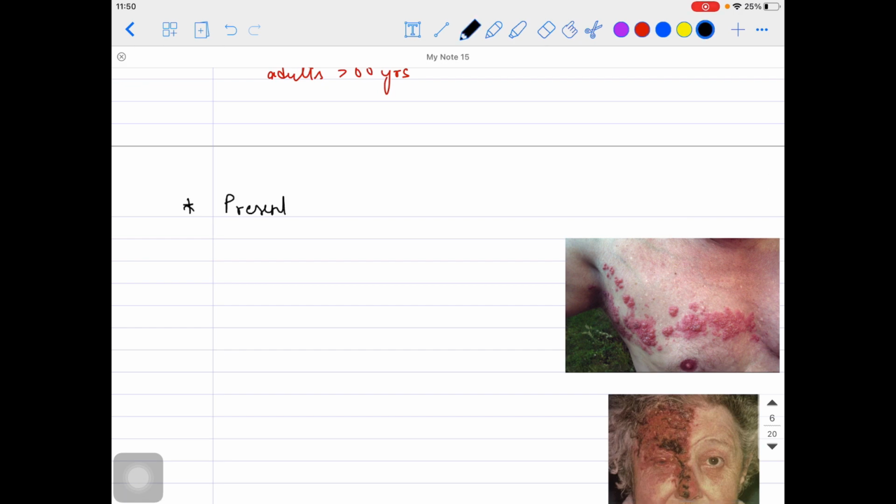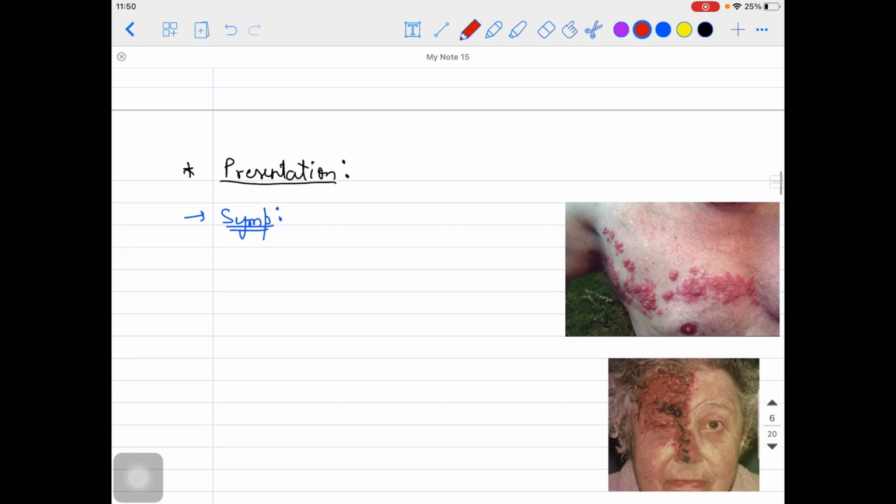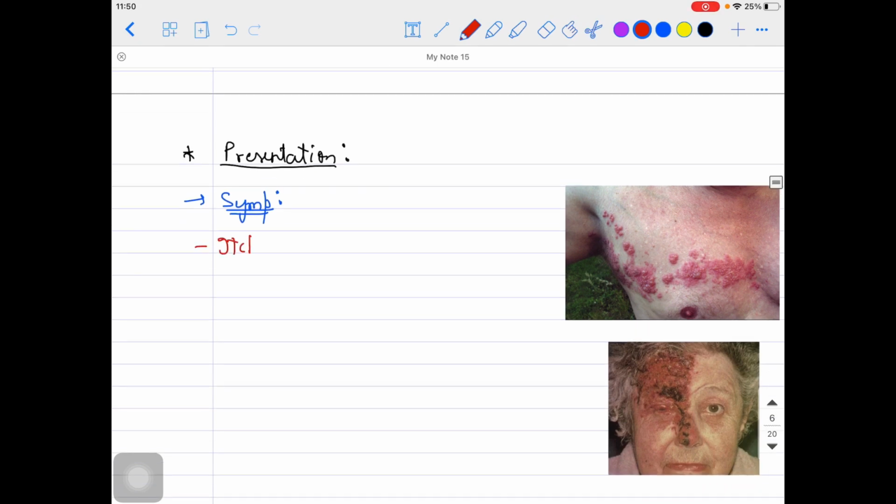So if you talk about the presentation, how the patient will be presenting, these persons will have symptoms. First of all, they will usually complain of a painful rash, and in that rash there is itching and redness. Basically there will be redness present, and this is a painful rash on the skin.